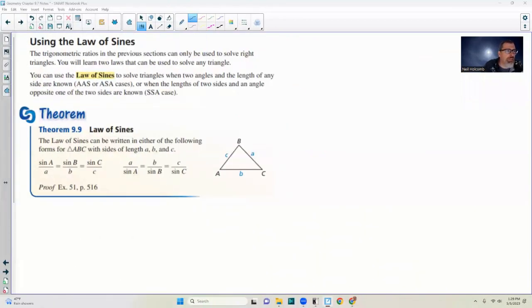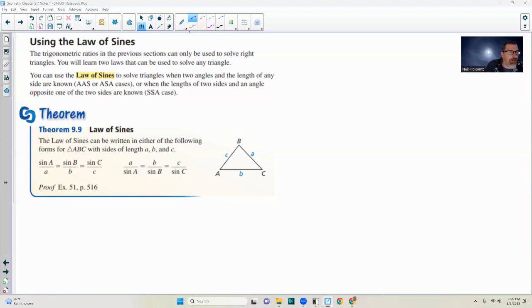Okay, using the law of sines. The trigonometric ratios in the previous sections can only be used to solve right triangles. You will learn two laws that can be used to solve any triangle now. You can use the law of sines to solve triangles when two angles and the length of any side are known, so AAS or ASA: two angles and a non-included side or an included side. Or when the lengths of two sides and an angle opposite one of those two sides are known. In other words, the SSA case.